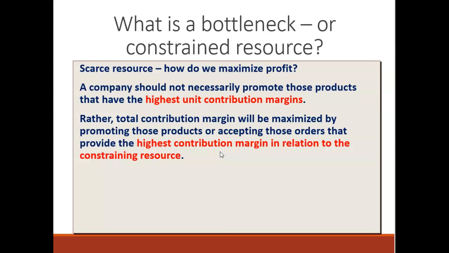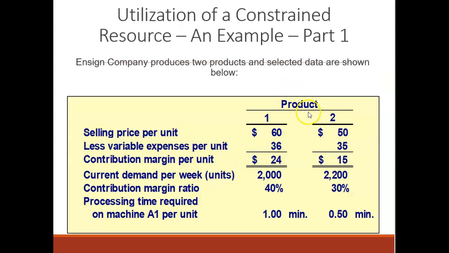And I think the easiest way to look at this is to go through an example. So here we have two products that we make, product 1 and product 2. And we can see that when we make product 1, we make $24 of contribution margin per unit. So that sounds pretty good. And usually if we didn't have constrained resources, we'd make all the product 1s, and then we'd work on the product 2s. But we do have a constrained resource in this case. The constrained resource is machine A1. We only have a certain number of minutes available on machine A1. So in this case, we're going to look at the contribution margin per minute of that constrained resource.